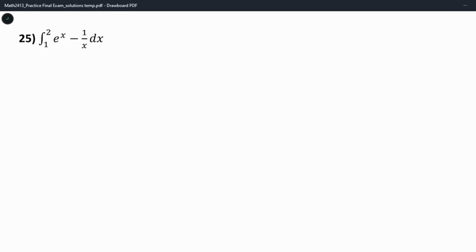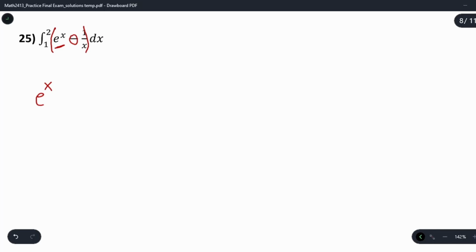Next, 25, another definite integral, starting with the antiderivative of e to the x, which is e to the x, minus the antiderivative of 1 over x. And if you think backward, what would I take the derivative of to get 1 over x? That is natural log of x. So the antiderivative of 1 over x is natural log of x. There's my antiderivative. This expression needs to be evaluated from 1 to 2.